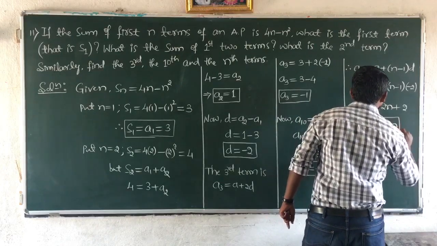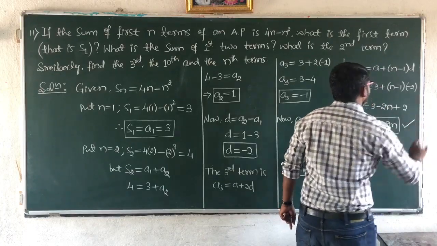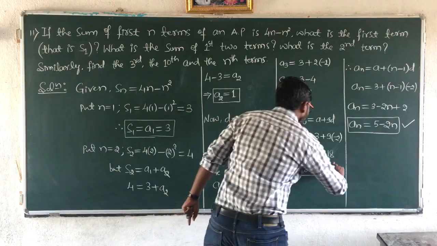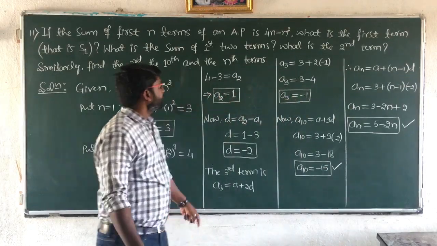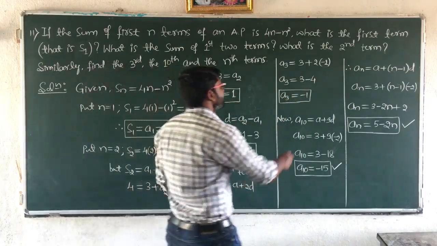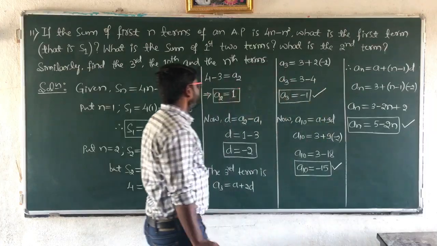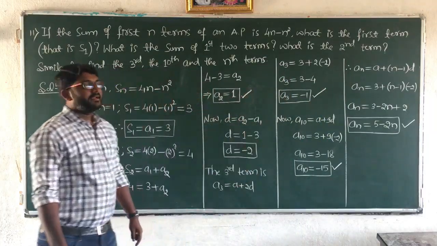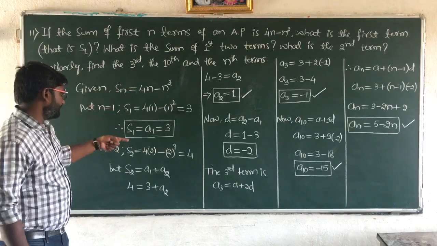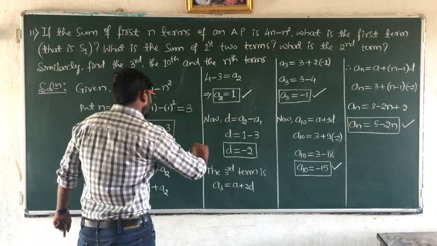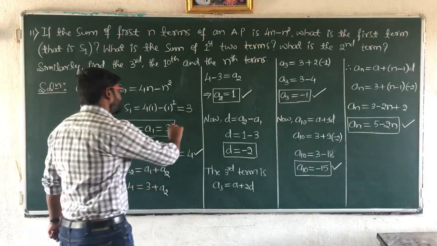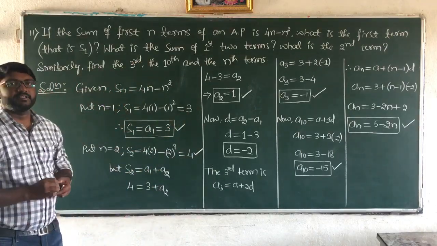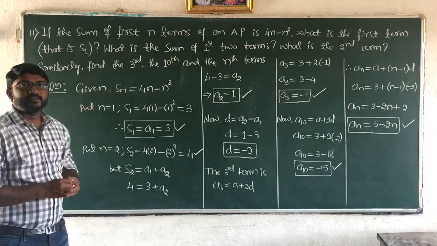So this is the nth term. We have got the nth term, and then the 10th term is this one minus 15, and then the third term is a3 minus 1, and then the second term is a2, and then we have calculated the sum of the first two terms as well as the sum of the first term. So we have calculated all the terms here. So this is all about the 11th problem.